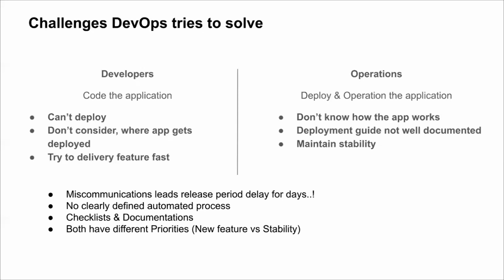While on the operations side, as I said, if the deployment guide is not proper, then it is very hard for the operations team to deploy the release. They do not have any idea what needs to be deployed. And also, as I said, developers try to deliver and give the feature as soon as possible. So DevOps tries to resolve all those issues.